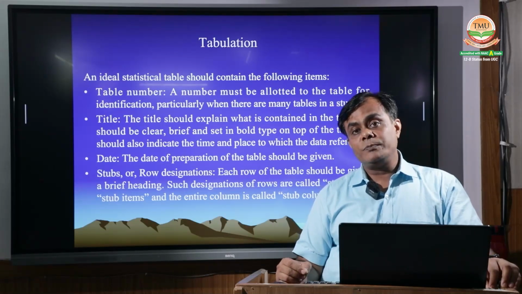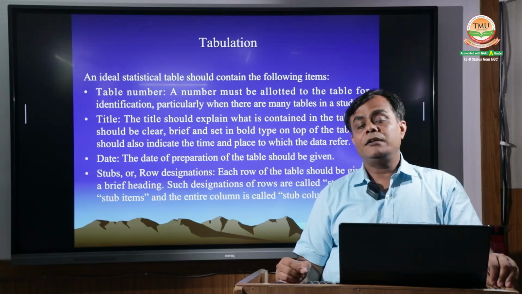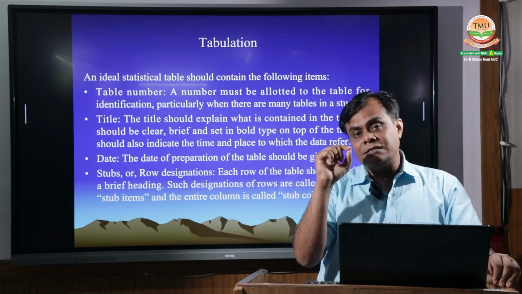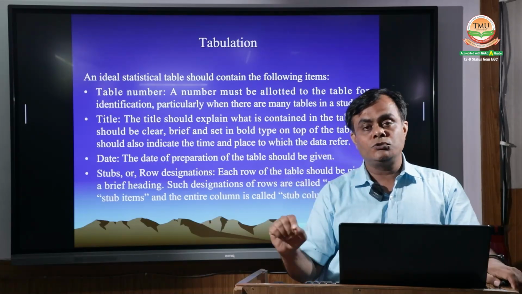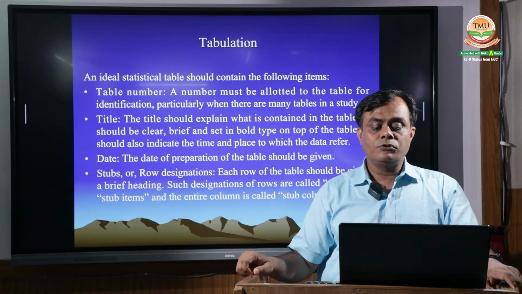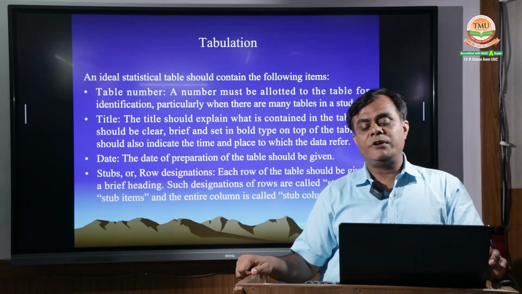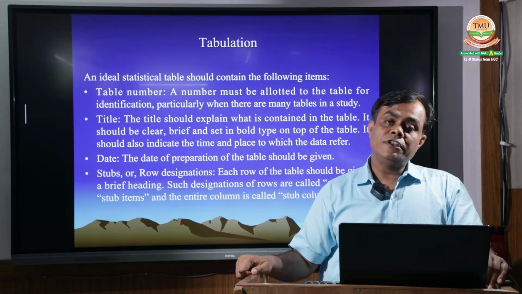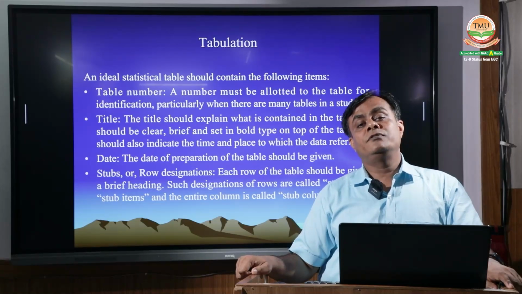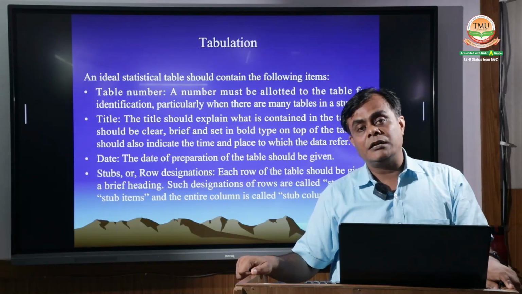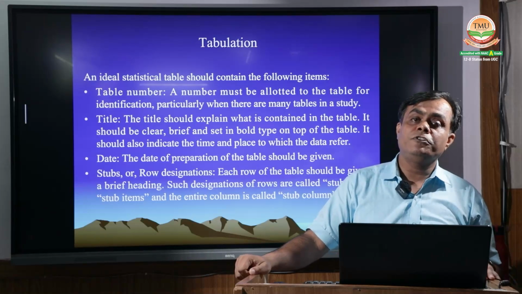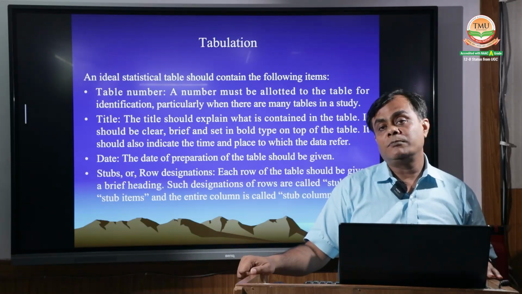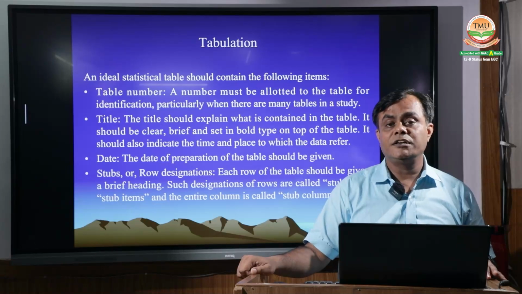And the title should be clear, brief, and in bold letters, so it is easy to understand, legible, and easy to read. It should also include the time and place to which the data refers. So in the title we also mention the time, the place, and the reference from where we got that data.